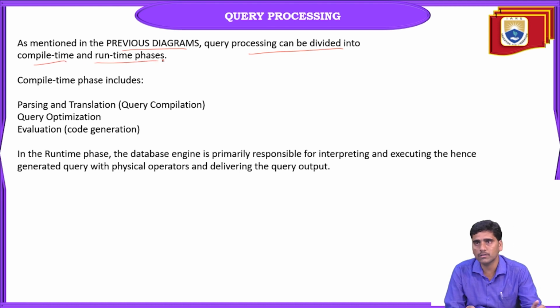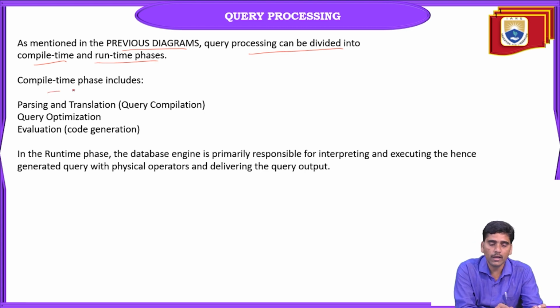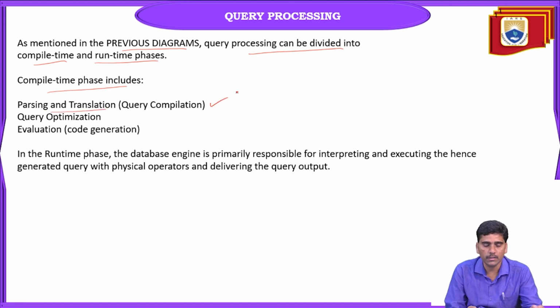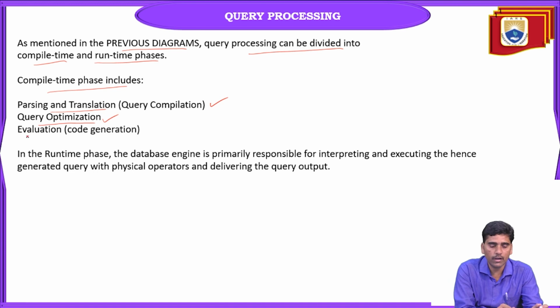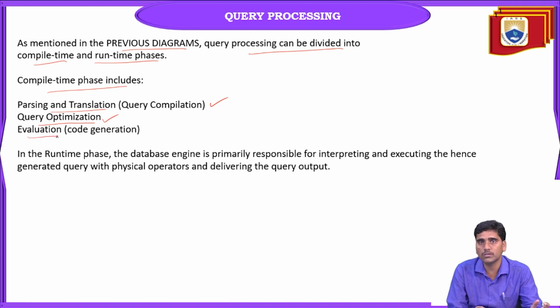As I mentioned in the previous diagrams, query processing can be divided into compile time and runtime phases. So it is divided into both compile time and runtime. So what does the compile time phase include? One is parsing and translation, that is nothing but query compilation. The second one, query optimization. And the third one, evaluation.